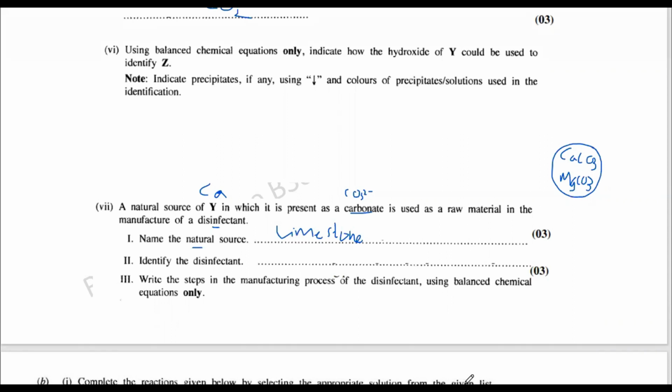It's not slaked lime. When you have calcium carbonate as a natural source, we call that limestone. But when you have calcium carbonate and magnesium carbonate, this is typically called dolomite. Okay, don't forget these things. These are very important.